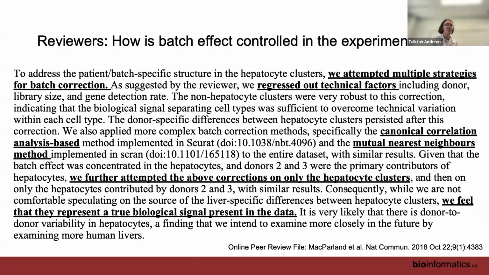So what did we do here? The reviewers asked us, of course, how did you control for batch effect in your experiment? So what we did was we attempted a whole bunch of different batch effect correction methods, including explicitly regressing out technical factors like what student did the experiment, the sex of the individual patients, the library size. And no matter what we did, even using some integration methods like canonical correlation analysis and mutual nearest neighbors, we're going to talk more about those later in the lecture, we still didn't get those hepatocyte clusters to merge together.